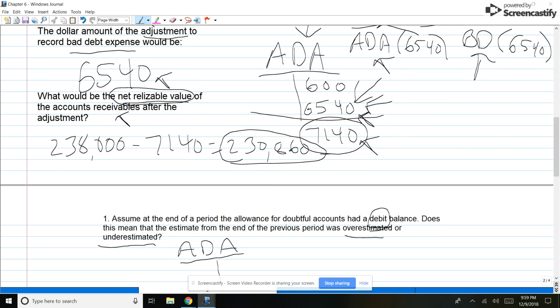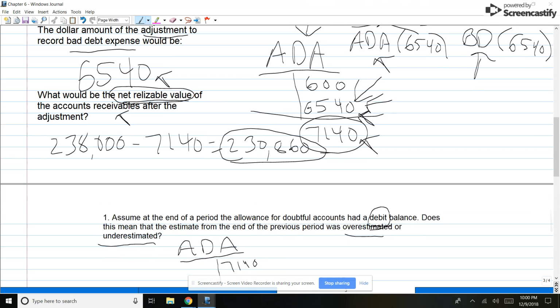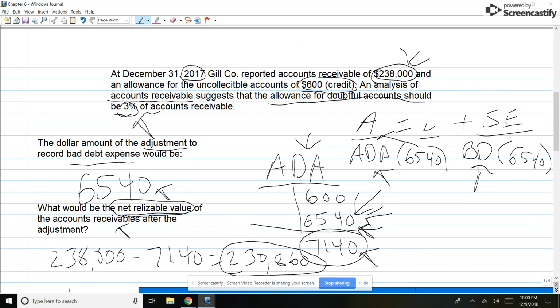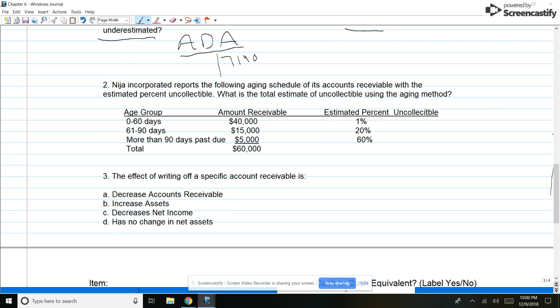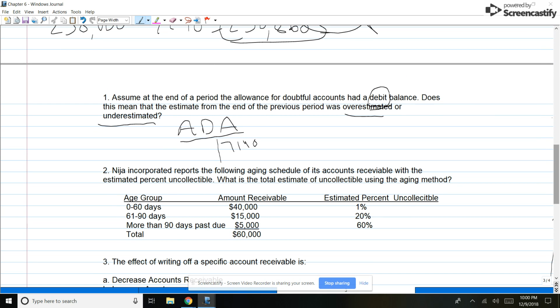So let's just use the example from before, and we'll start it off with a 7,140. So in this example, we're just continuing this one. This one was from 2017, and they're estimating they won't be able to collect 7,140 in 2018. So now we're setting up the T account for 2018. And now they're saying that at the end of 2018, we're going to have a debit balance of some number.